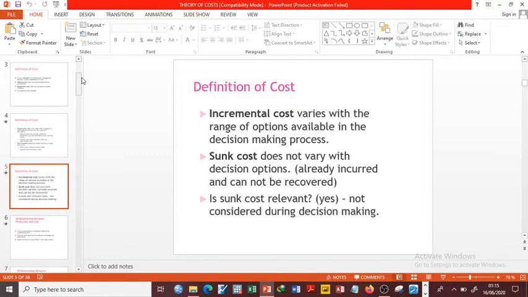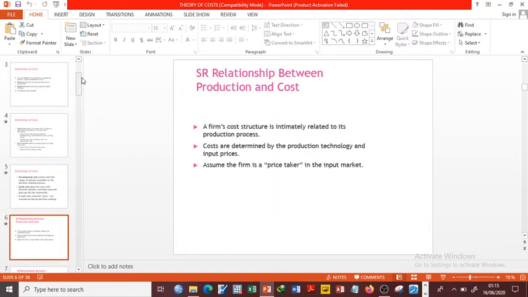So are sunk costs relevant? Yes, they are relevant, because they are considered during decision making.